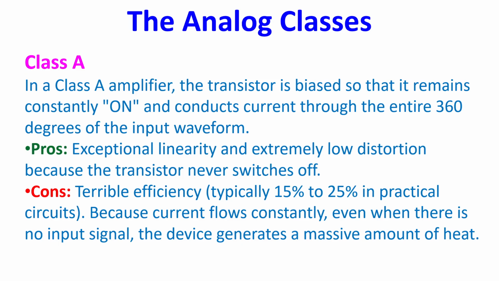Advantage: exceptional linearity and extremely low distortion because the transistor never switches off. Disadvantage: terrible efficiency, typically 15 to 25% in practical circuits. Because current flows constantly, even when there is no input signal, the device generates a massive amount of heat.